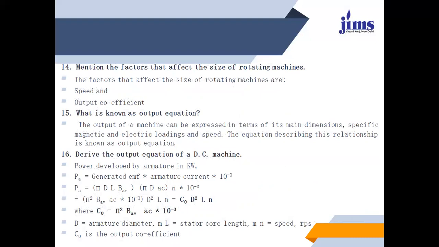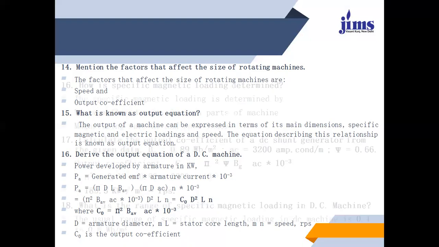Derive the output equation of a DC machine. Power developed by the armature in kilowatt is called the power, which is the output equation. Then power is equal to generated EMF into armature current into 10 power minus 3. We have to indicate it in kilowatt. So this will be the relation which we are getting for the power output.